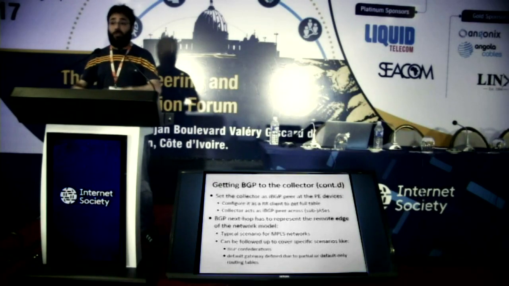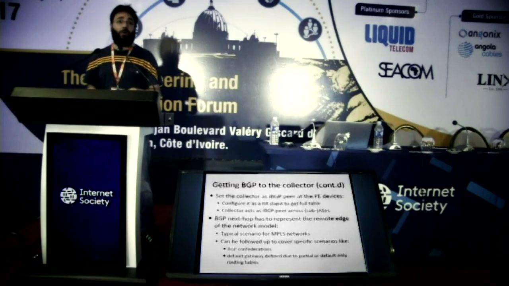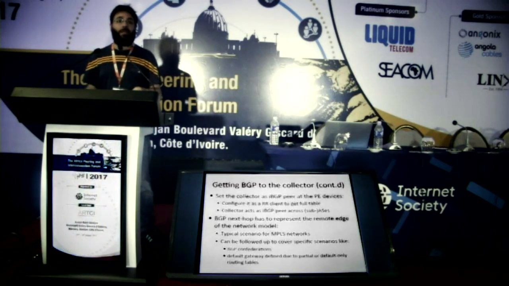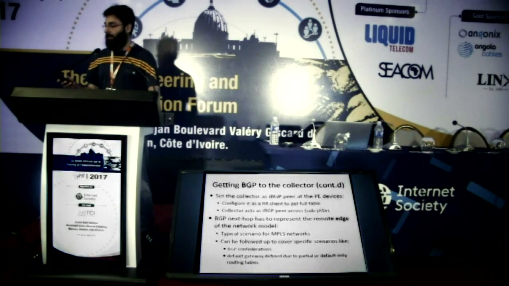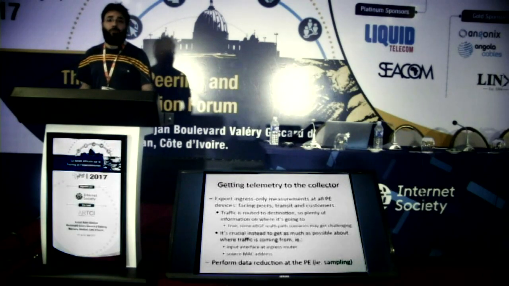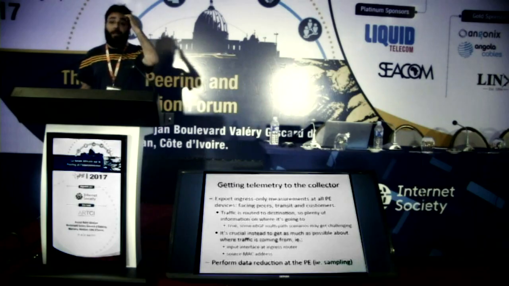So imagine you have all the routing tables from all your nodes, and imagine that some of those have only a default route pointing to one of the ones that have the full routing table. Essentially with pmacct you can do these follow-ups so that you can determine what the egress node is. Then you should get the telemetry to the collector, right, from the PE devices.